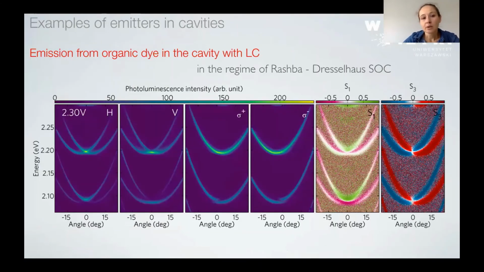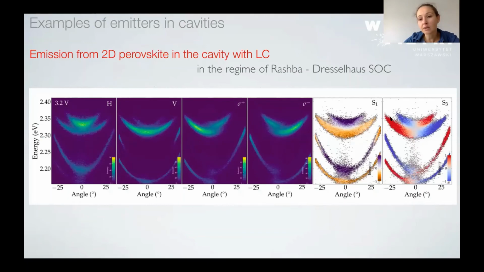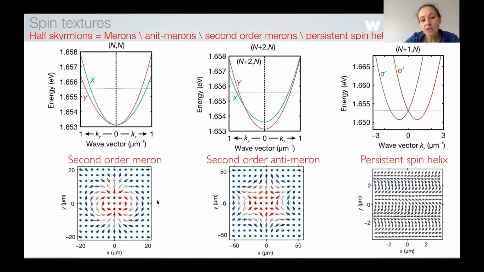Then, of course, what we can do further, we can put the organic dye in the cavity and observe this already in the emission process, observe this Rashba and Dresselhaus field. We can put perovskites in the liquid crystal cavity, and also we have a very special mode splitting with sigma plus and sigma minus polarized modes separate in momentum space. What I didn't tell you is that in real space, the different regimes in such a cavity correspond to different spin textures, like half skyrmions, that are called merons. So we can observe second order meron, second order antimeron, and in this Rashba and Dresselhaus regime, we can observe the persistent spin helix.